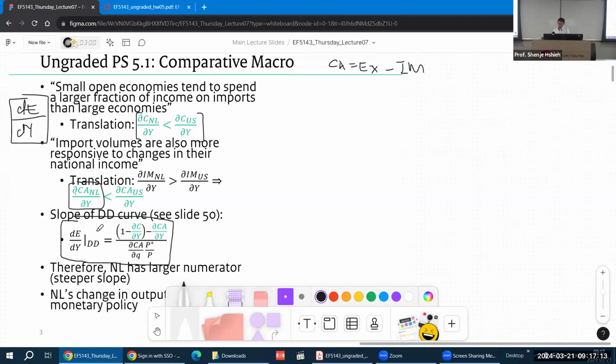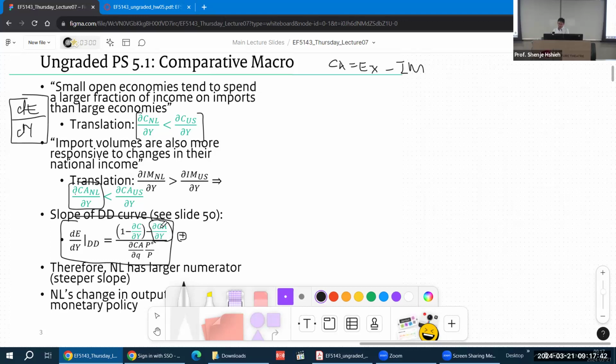Okay, so based on these facts, we can go back to the equation that we saw in the slides. Yep, this is the exact slope expression for both countries, but we note that this term, the sensitivity of net exports with respect to income, is more negative for the Netherlands. So this term is smaller. So a minus and a minus term is a positive, right?